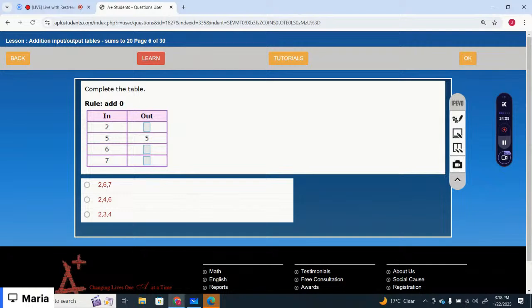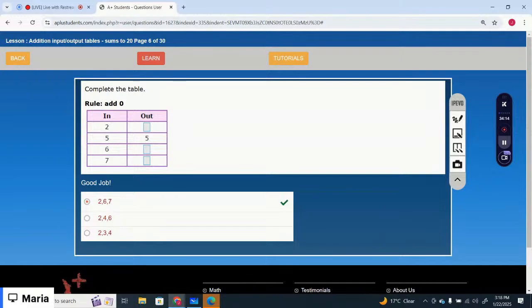You have to add 0. So 0 means the numbers are exactly the same. So that is 2, 6, and 7. The number stays the same. So option number 1 is the correct option.